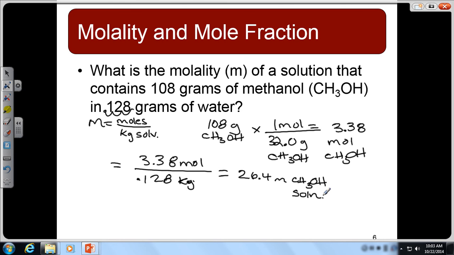Notice you're given that 108 grams of methanol again, so you can use the same moles. We just came up with the moles, so you don't have to recalculate that.